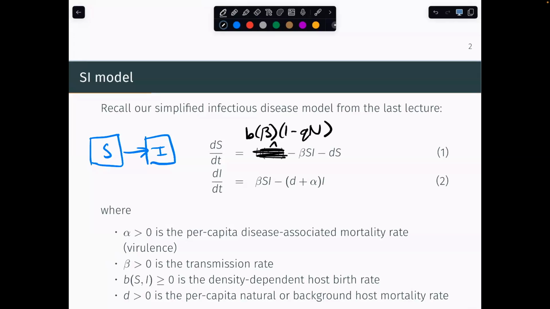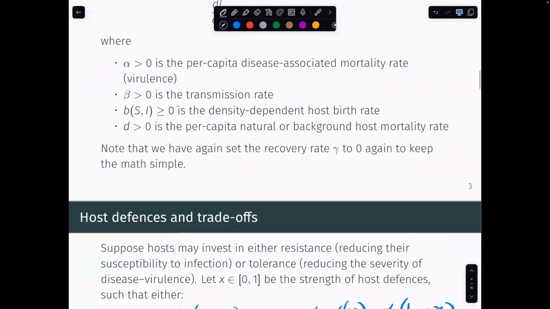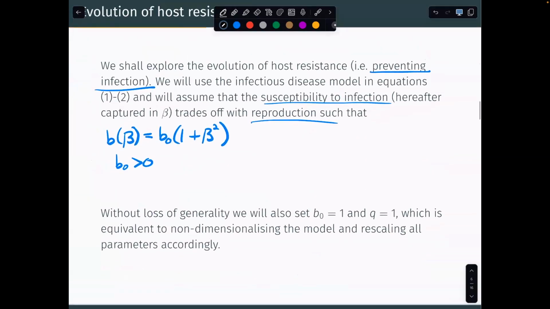Yeah, so don't worry about this too much. This is basically just for consistency of notation, this particular aspect here. So you can think of this as its intrinsic growth rate is varying, but the density dependent component, which is the 1 minus Qn, is obviously just part of the, it doesn't actually feature in this B of beta.